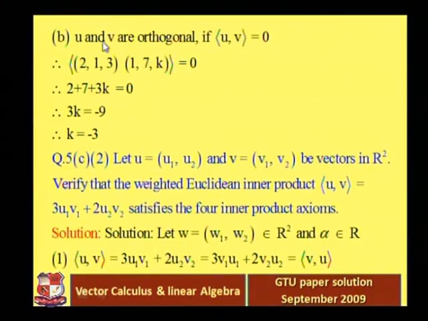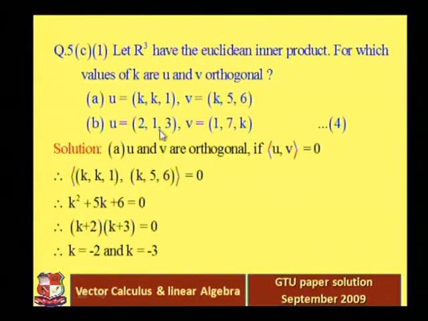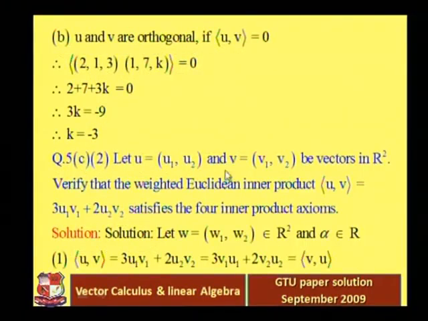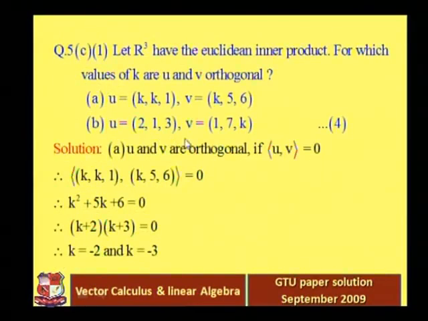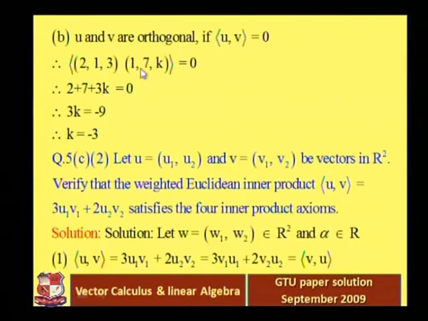And B, u and v are orthogonal, again 2 1 2 and 1 7 k. So 2 1 3 dot 1 7 k, that is equal to 0. The dot product of these two vectors, you will get 2 plus 7 plus 3k equal to 0. So 3k is equal to minus 9 and k is equal to minus 3, right? So this question is quite simple.